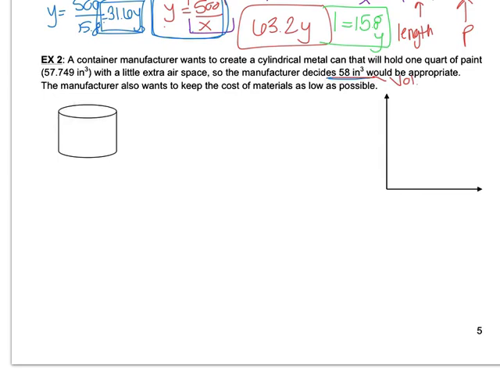And the manufacturer wants to keep the cost of materials as low as possible. So he wants to minimize the cost of materials to make this paint can, and the materials to make this is all of the surface area. So we want to minimize what that would be. So minimize the surface area. What that means is we need to come up with a function for surface area and plug it into our calculator and minimize it.